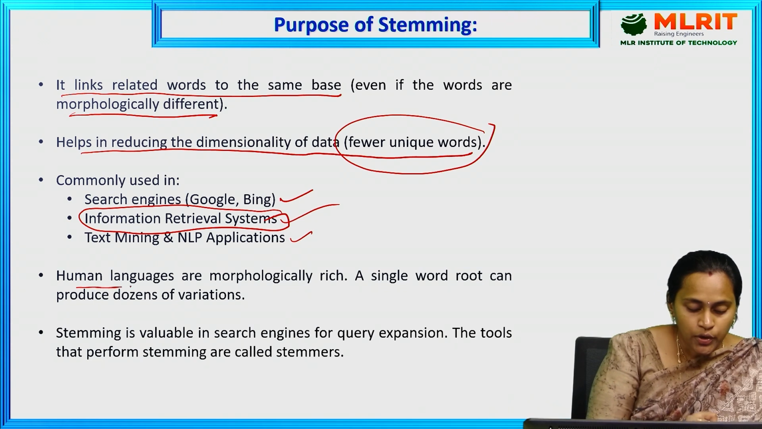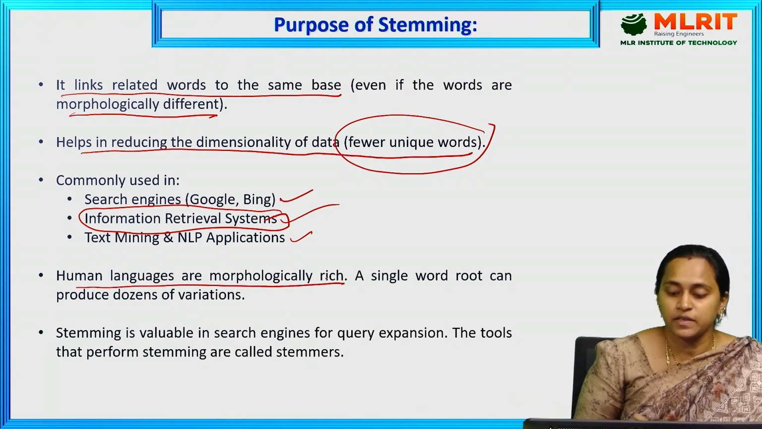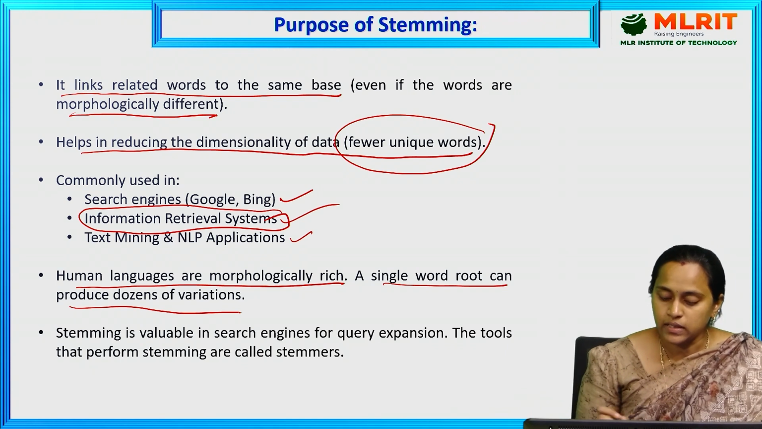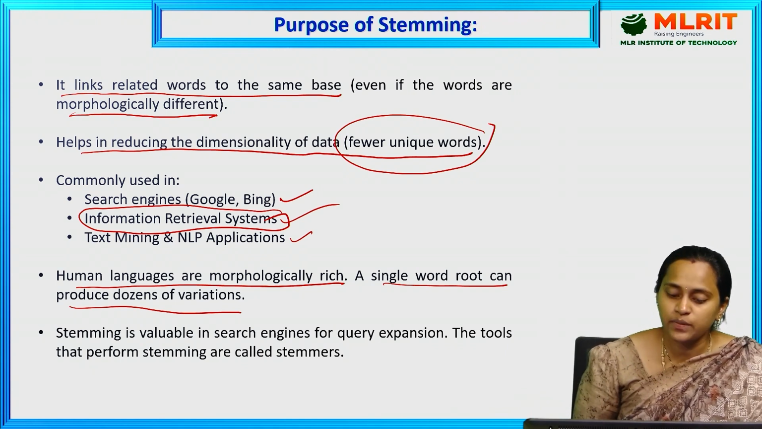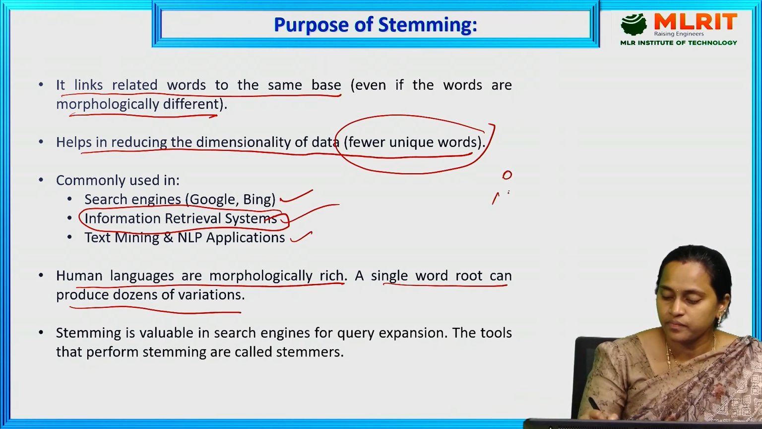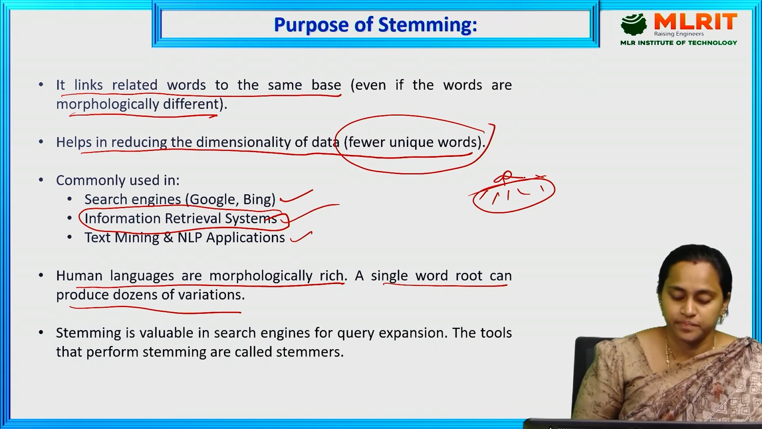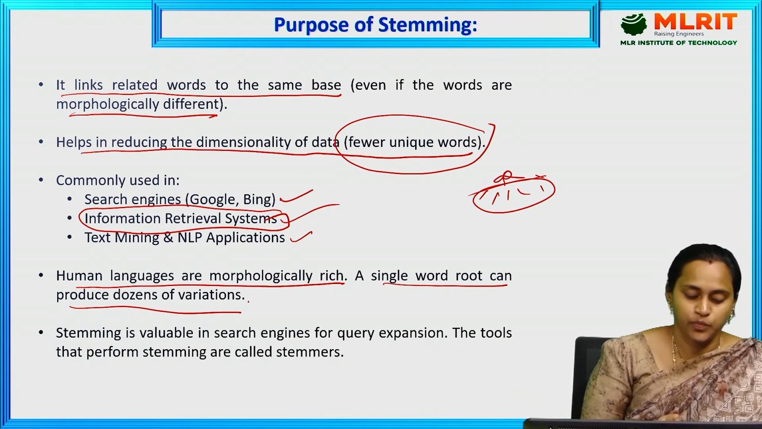Let's see, human languages are morphologically rich. That means a single root word can produce dozens of variations. That means a single root word contains multiple child nodes, like play, plays, playing, played, like this. All child words have the same single root word. This is the meaning of this point, right?